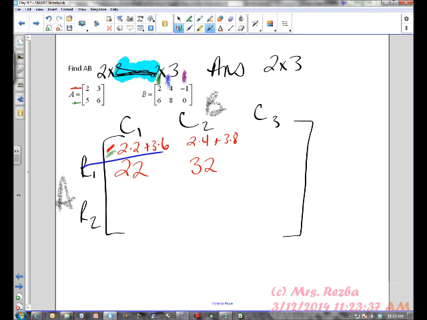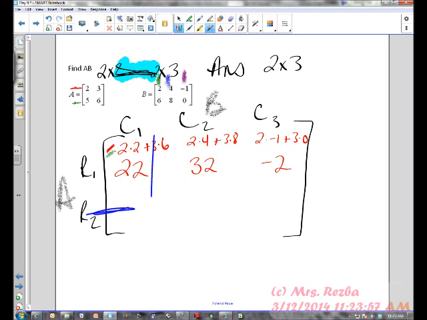Next, we want row 1, column 3. So we're going to take row 1, and he's going to go visit column 3. So the 2 is going to go to the -1, the 3 is going to go to the 0. So we're going to have 2 times -1 plus 3 times 0, and that's going to get us -2. Now we're on to the bottom.